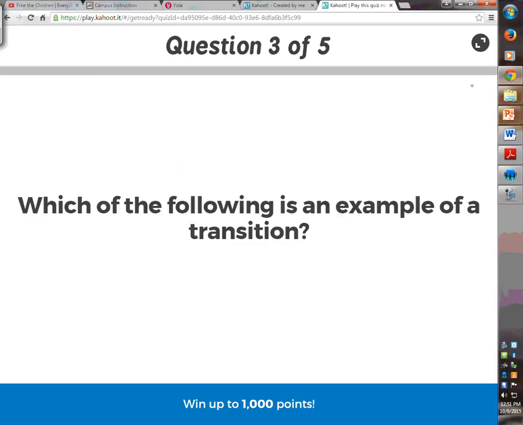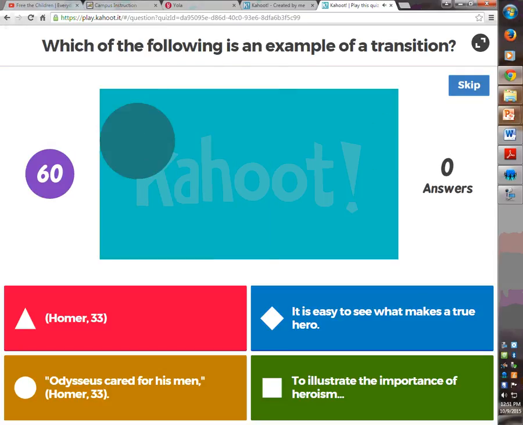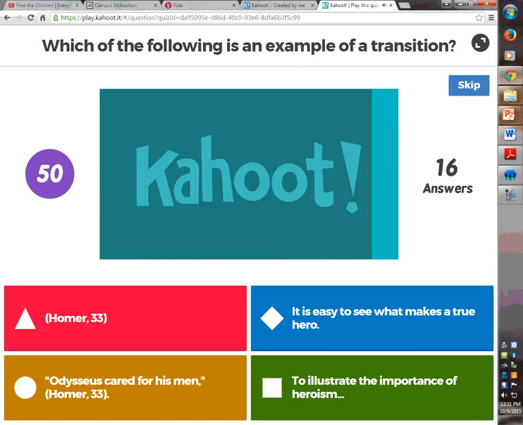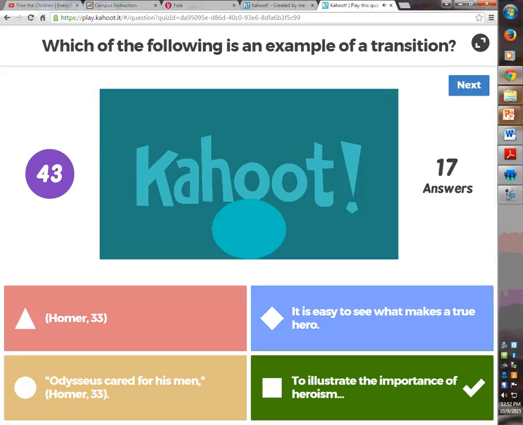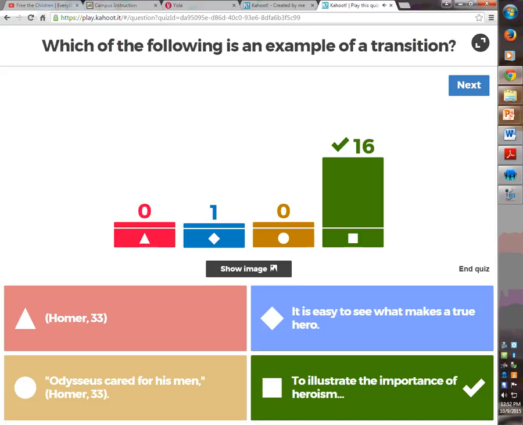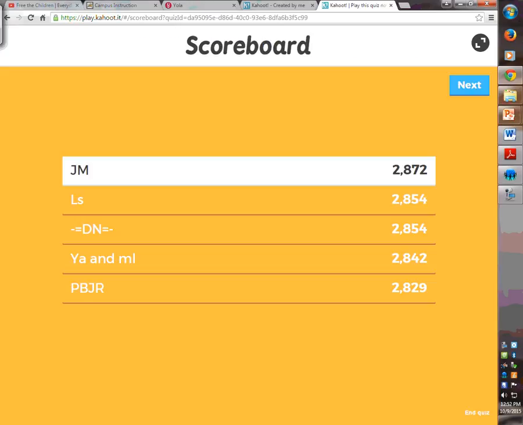Number 3, which of the following is an example of a transition? Is it red, Homer, page 33? Yellow, Odysseus cared for his men, from Homer, page 33. Blue, it's easy to see what makes a true hero. Green, to illustrate the importance of heroism. Don't worry, you've got time to answer, too. All right, folks, green is your transition. Remember that transition to illustrate, we use that for a supporting detail. So you want to make sure that you have something in there before you provide your quote.